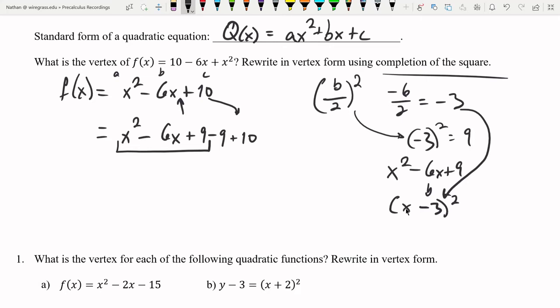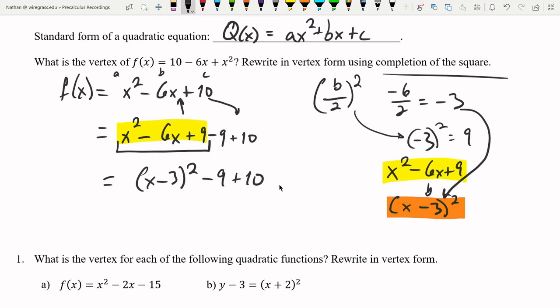So I can plug this thing in. I can change this portion to this. So doing that, I get x minus 3 squared. And I have minus 9 plus 10. Of course, minus 9 plus 10, that's just plus 1. And this is the vertex form of this quadratic. I used completion of the square to find it. So the vertex of this, I can say real quick, is 3, 1.